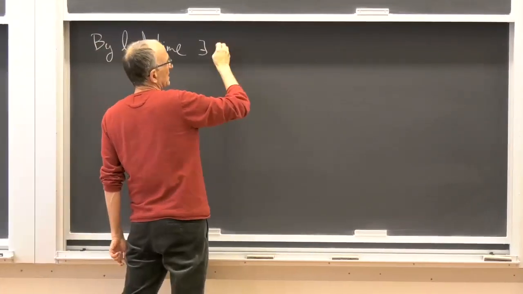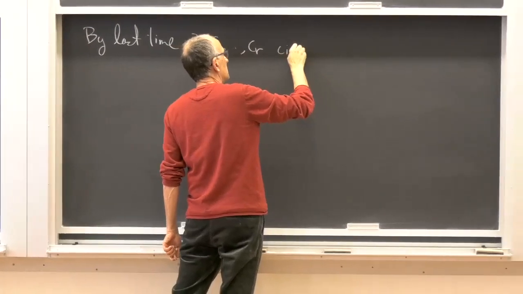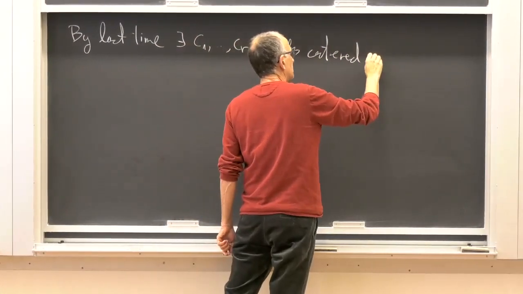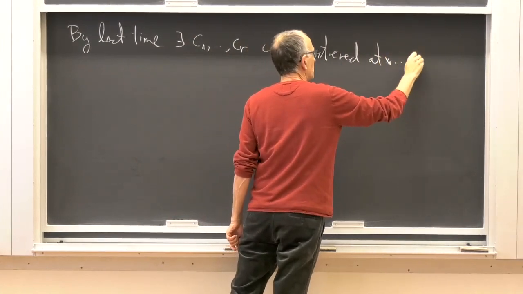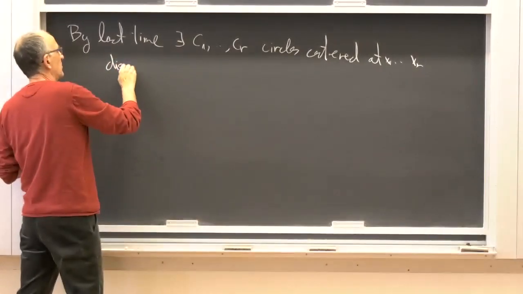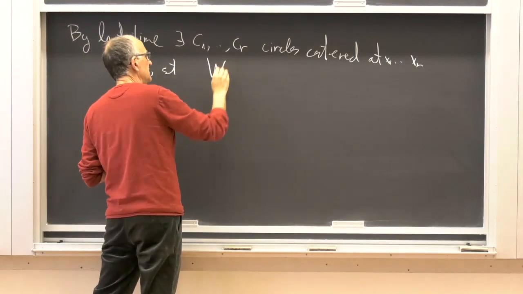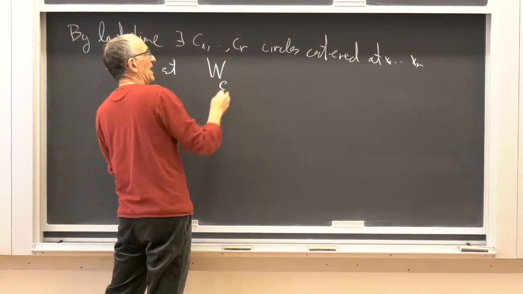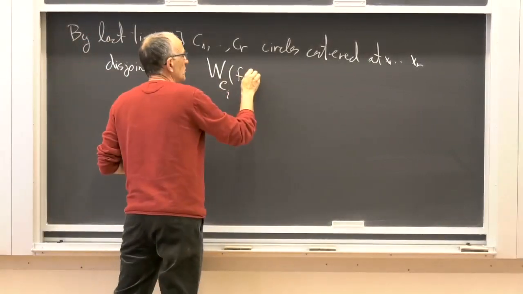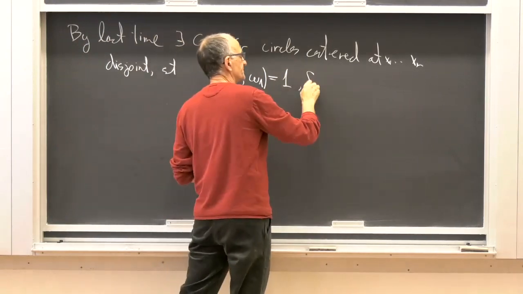there are circles, I'll call them C1, up to CR, centered at x1 up to xr. Disjoint, we can choose them as small as we want, such that the winding number along Ci of F with respect to the image W1 is one for each one of them.